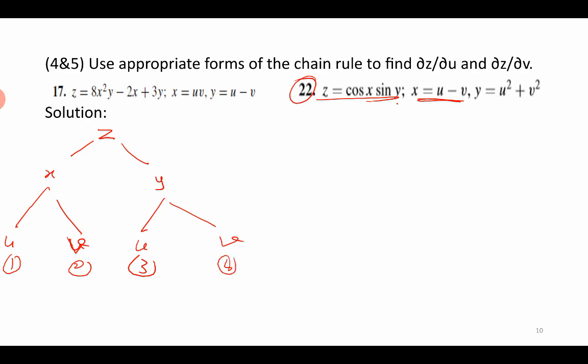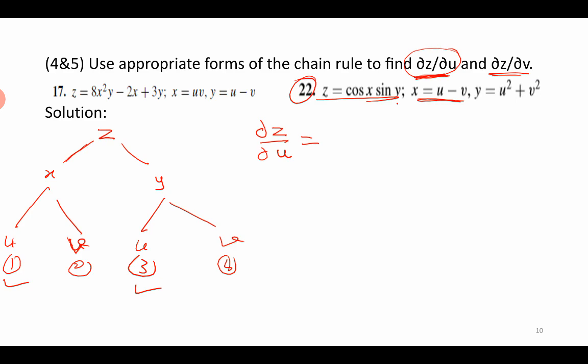Whenever we find, there are two terms in the question, dou z over dou u and dou z over dou v. When you are finding dou z over dou u, the first term, you involve branch 1 and branch 3. When you find the second term, dou z by dou v, you involve branch 2 and branch 4. So can we write the formula for the first term, dou z over dou u? Use the branches 1 and 3, which are ending with u.